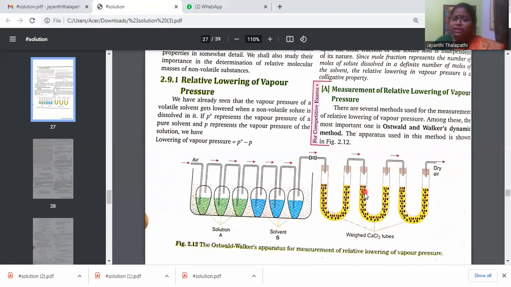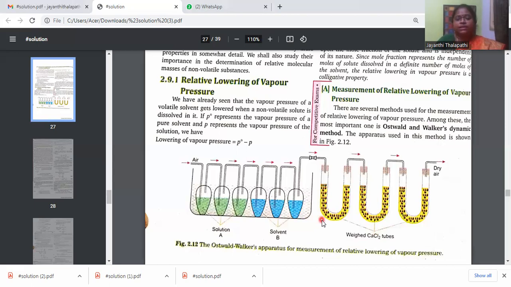The saturated air reaches the weighed calcium chloride tubes. What happens here? These calcium chloride tubes absorb the moisture, I mean the vapor which the air carries, and you get dry air back over here. So by weighing the calcium chloride tube, you will find the mass has increased, right? By subtracting the initial and final values, you get the mass of vapor from the solution and from the solvent, I mean the vapor pressure of these.